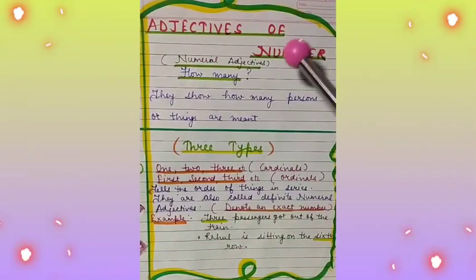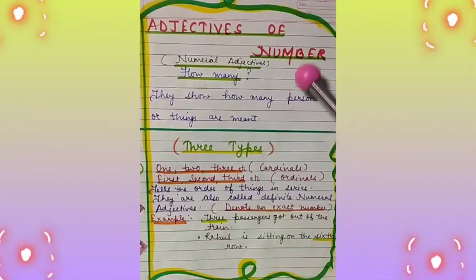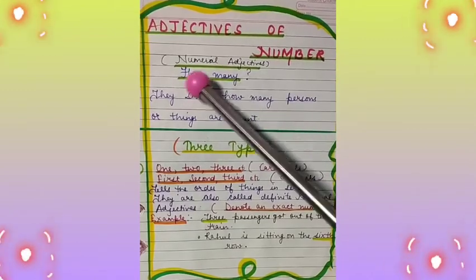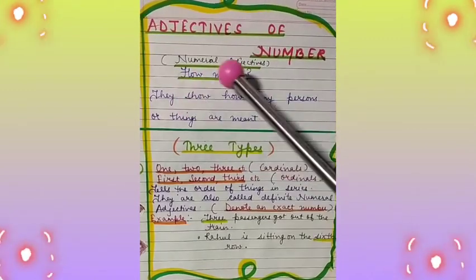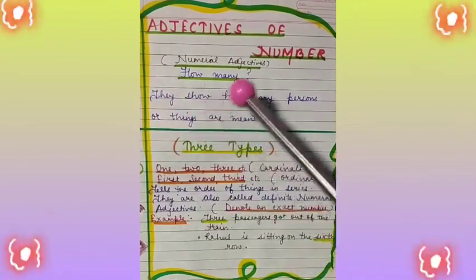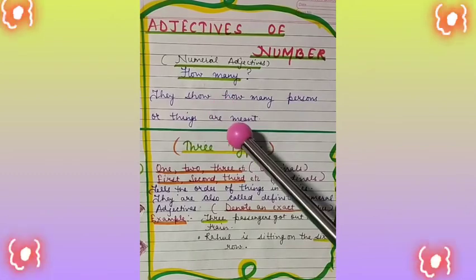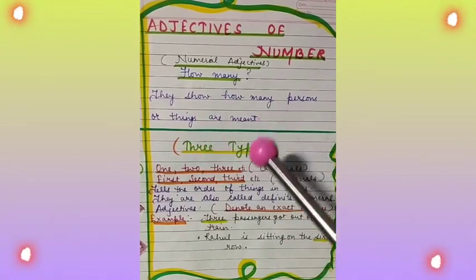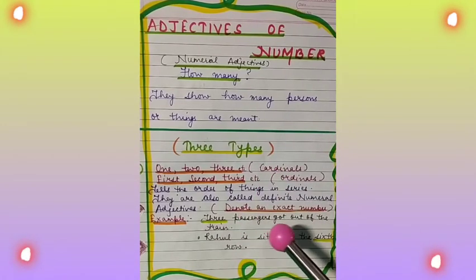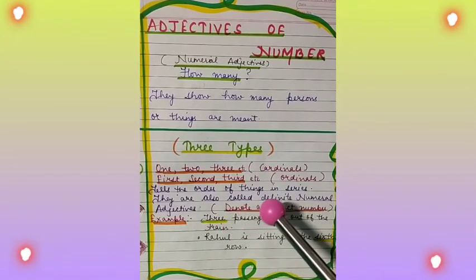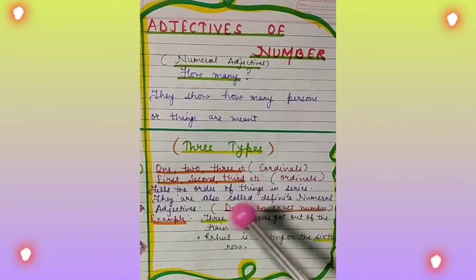Next kind of adjective is adjectives of number. We can also say numeral adjectives. It answers the question how many. It means how many people or things are talked about. There are three types of adjectives of number. First one is definite numeral. Cardinal and ordinal, these come under definite numeral adjectives.